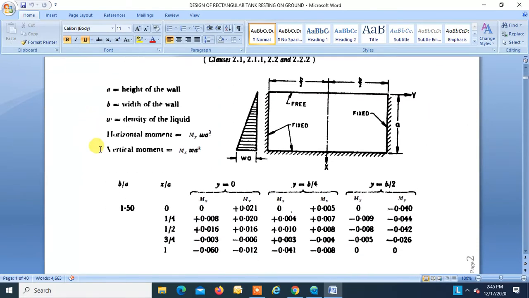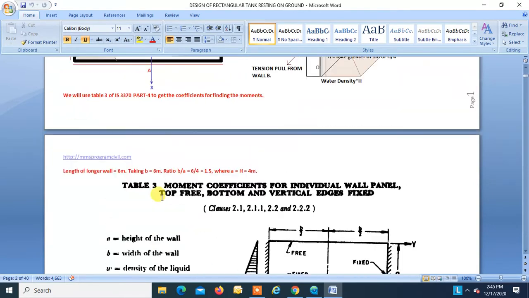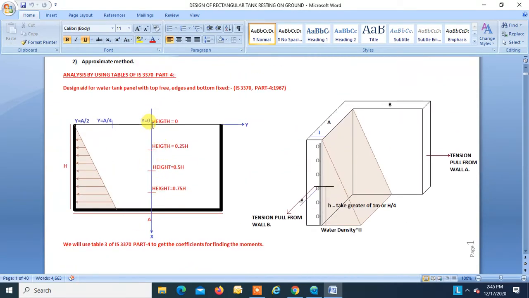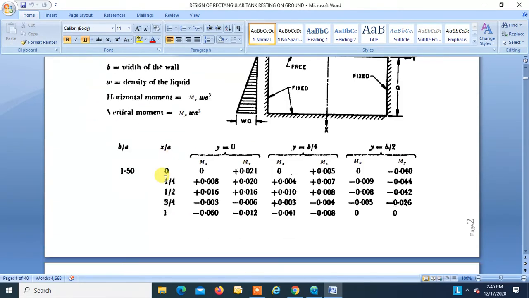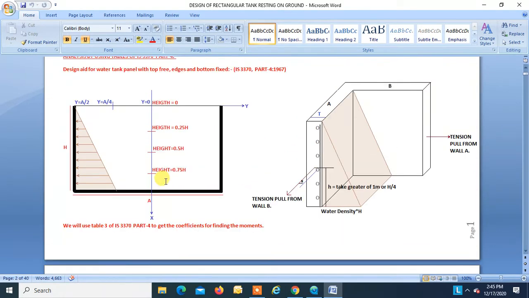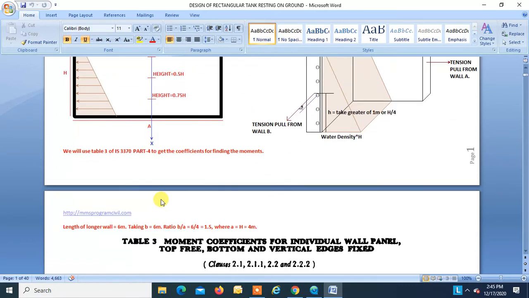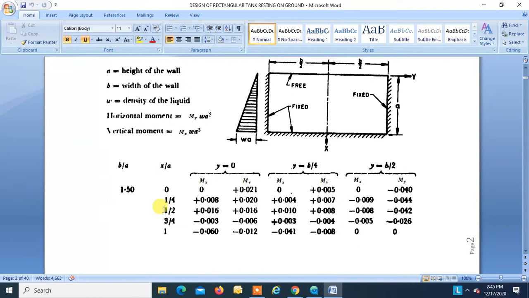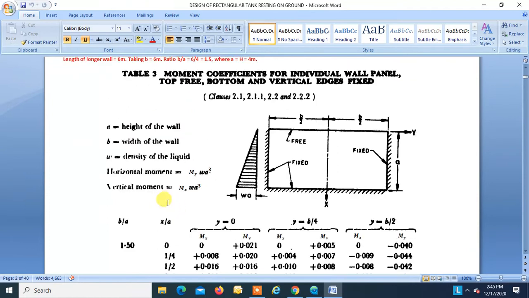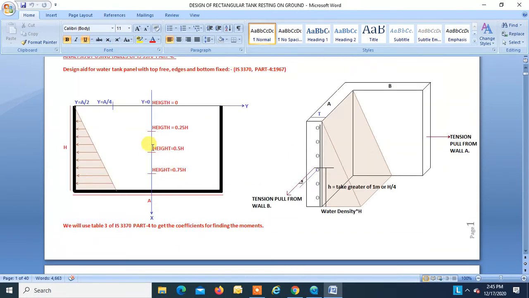Now x by a is 0. x by a is 1 by 4, that is 0.25 h, where h is the total height, right? And then x by a is 1 by 2, that is 0.5 h.